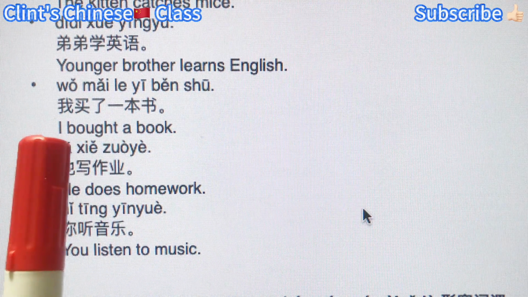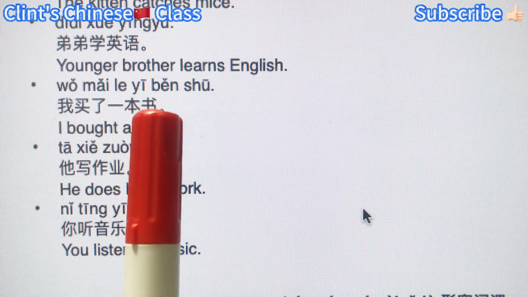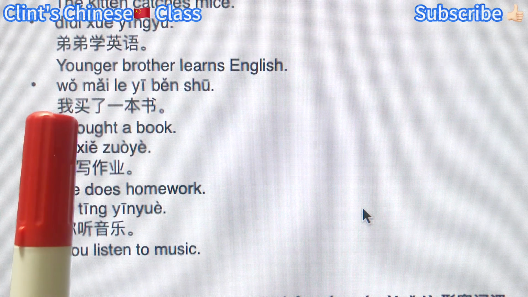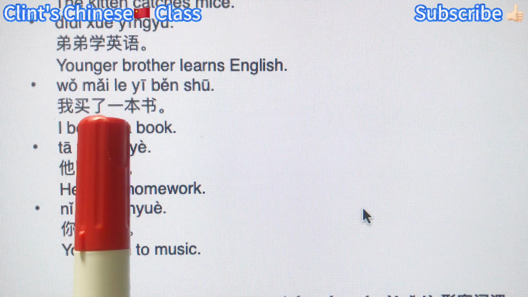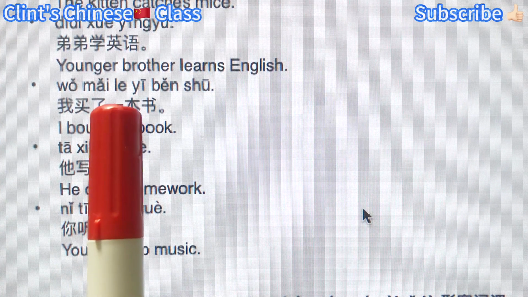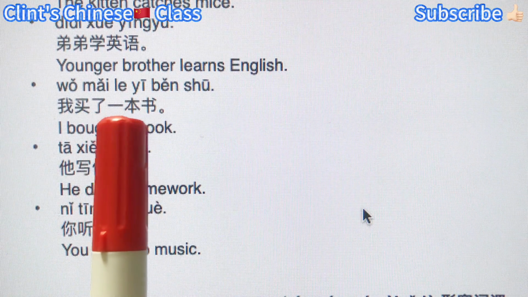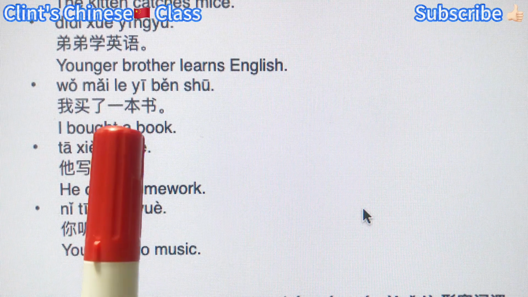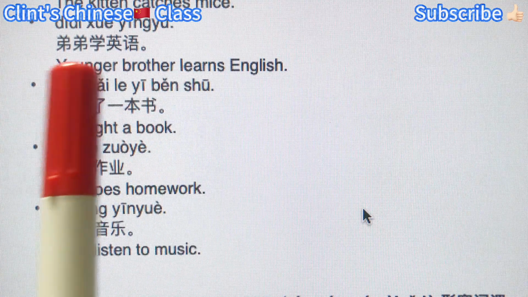Like somebody does something. I bought a book. 我买了一本书. So here 我, subject, I, 买, buy. We add a 了 to indicate the past tense. 一本, one, 本 is a measure word for the book. 一本, one book. And one book, the noun phrase, is the object of this sentence.